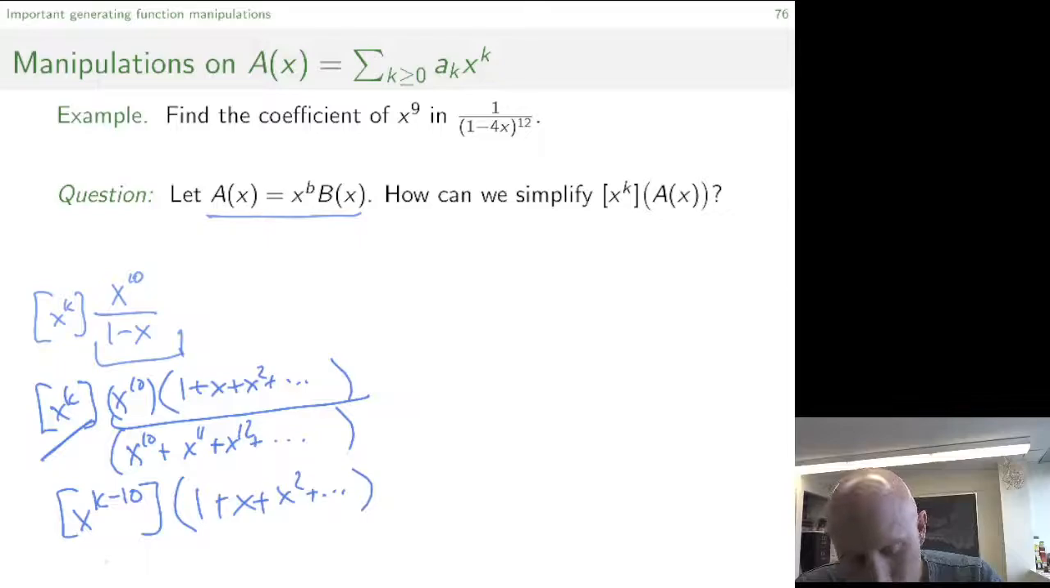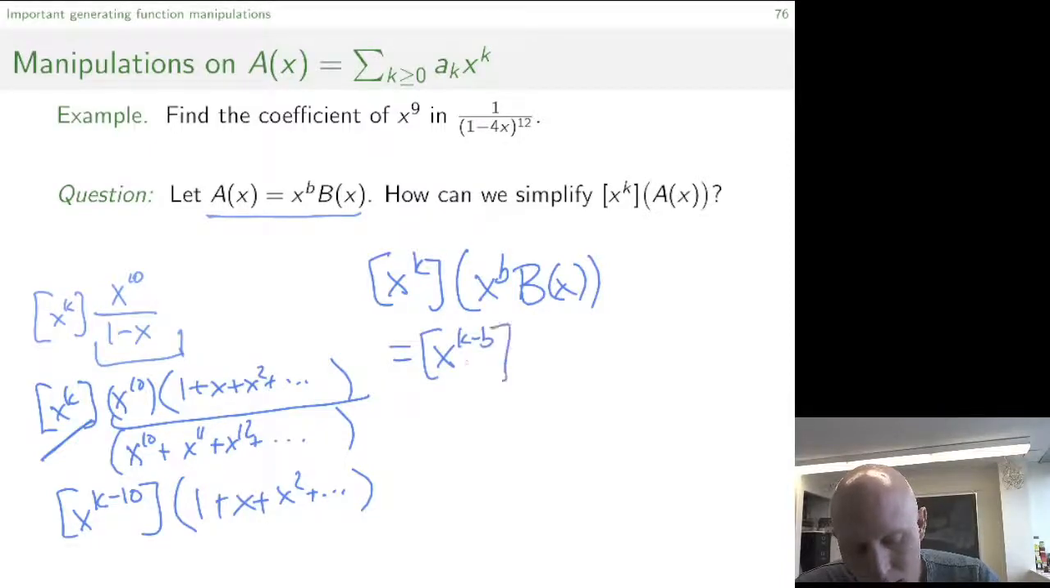Or in other words, what we're seeing here is that x to the k of something that looks like x to the b times b of x is going to be equal to x to the k minus b, so the coefficient of x to the k minus b of x. So if we have a power of x that we can factor out of our generating function, then we just reduce the coefficient that we're looking for accordingly.